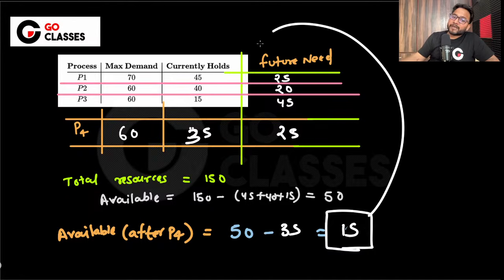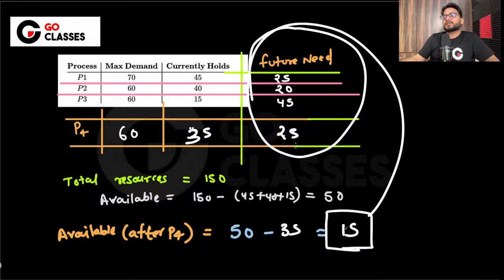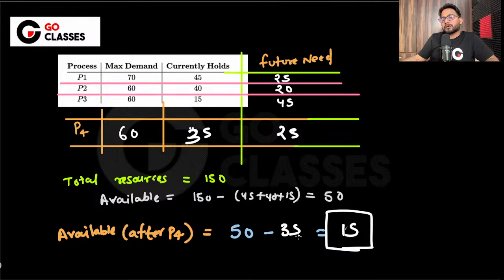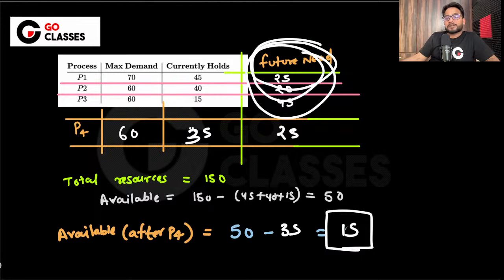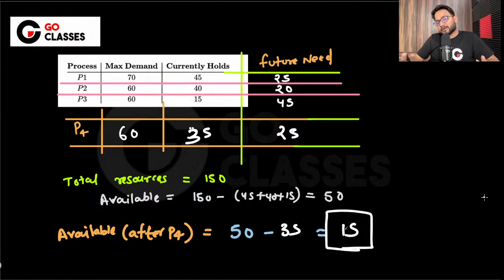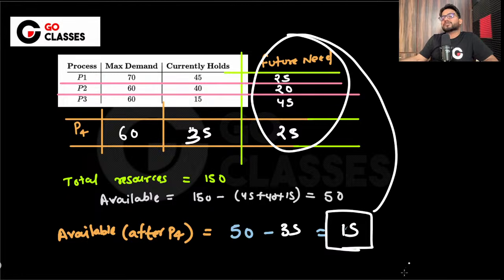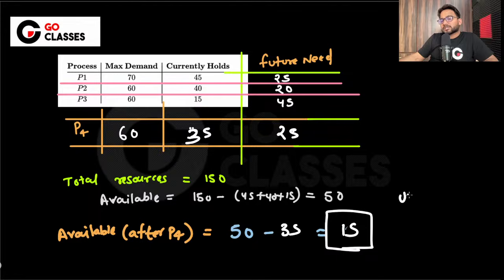Since you cannot satisfy any one of the future needs, obviously this is not a good idea to give 35, right? Because in future, what if P1 directly asks for 25, P2 is asking for 20, and there's a possibility that the system will go to deadlock. Why? Because you are not able to satisfy anyone's future need. So that's why this is called an unsafe state.